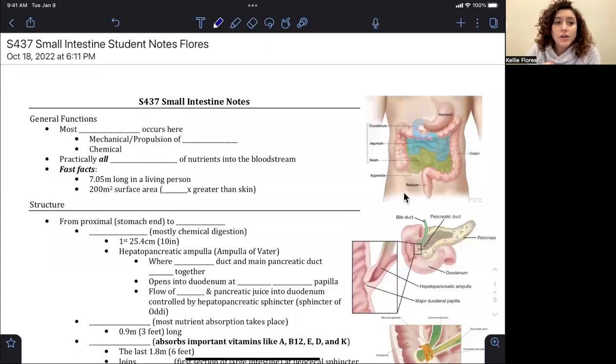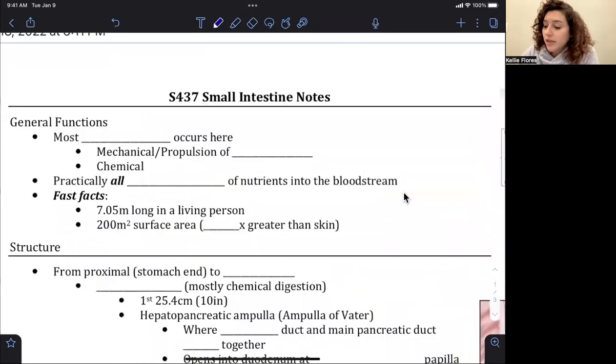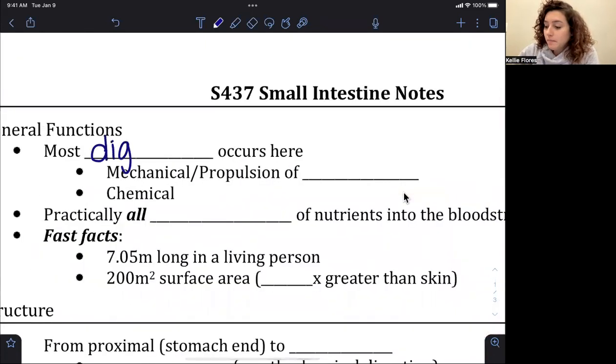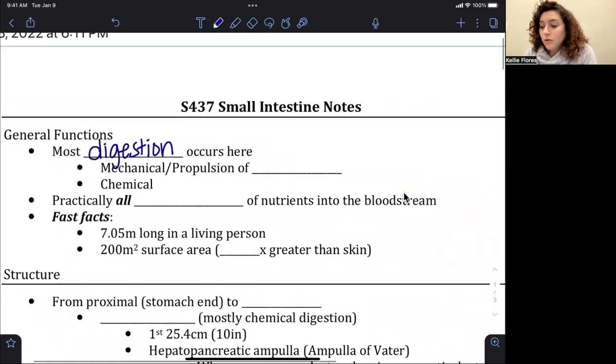We're going to start with the general functions of the small intestine, where most digestion occurs. Specifically, the mechanical propulsion of chyme. Chyme, if you recall, is the substance that comes from the stomach that's mixed in with a bunch of enzymes, a bunch of digestive juices, and some of that acid from the stomach. So there's also a chemical component of digestion that I'll speak on later.